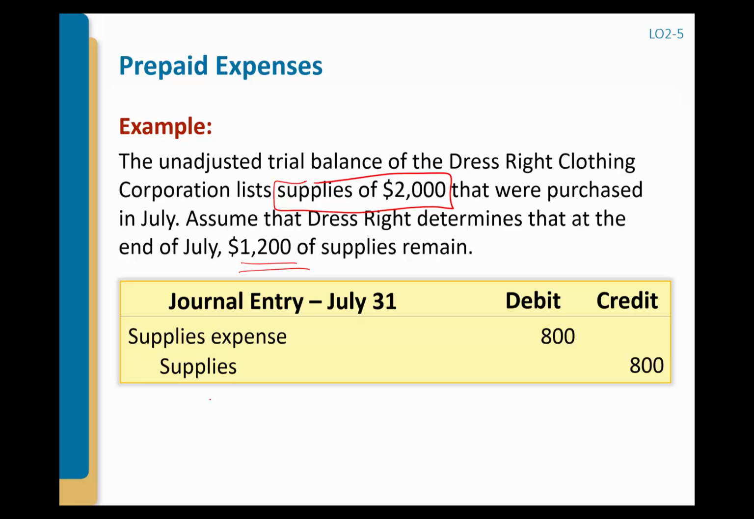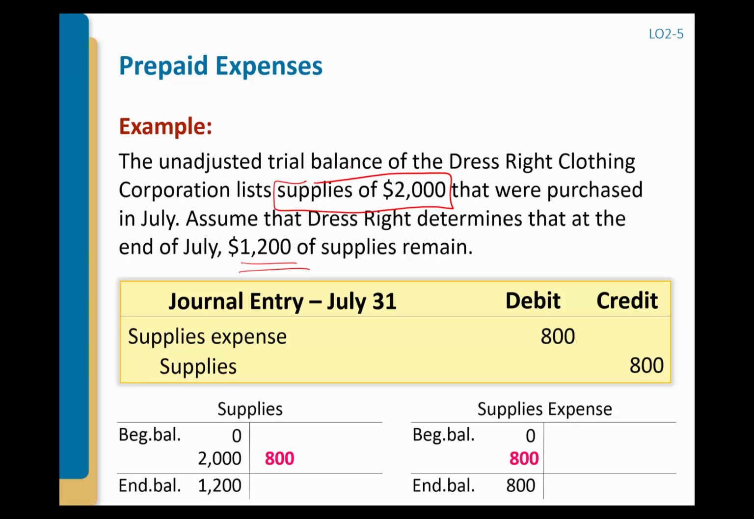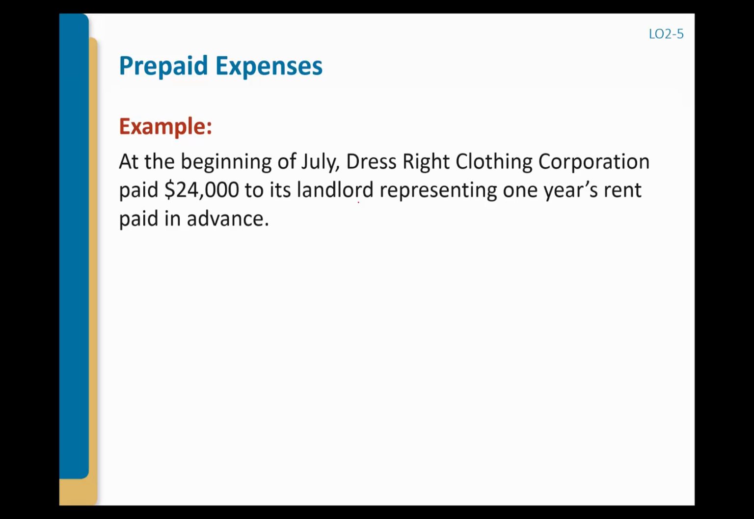Note on your exam, I try not to use supplies because supplies is usually expensed outright in industry. We normally don't do this process, but it's just a good example in your textbook. But usually when you purchase supplies, since they're usually a small amount, you expense it right when you purchase it. And then you see the T accounts for both supplies and for the supply expense.